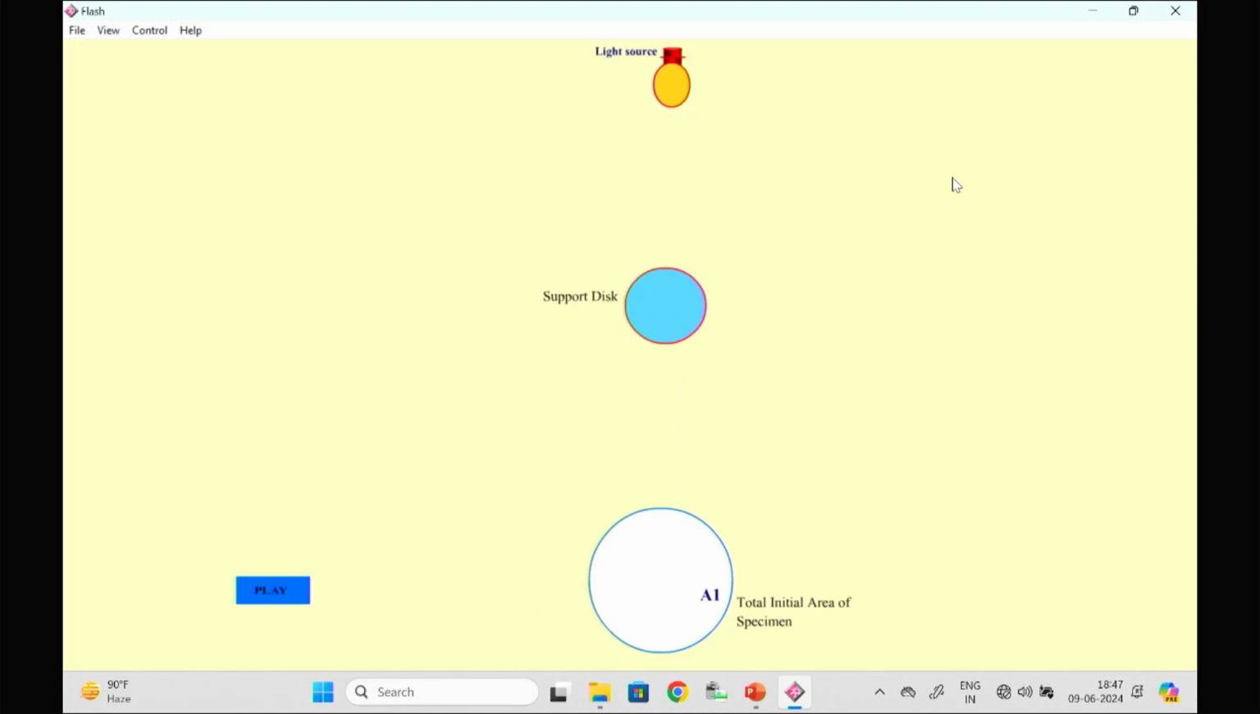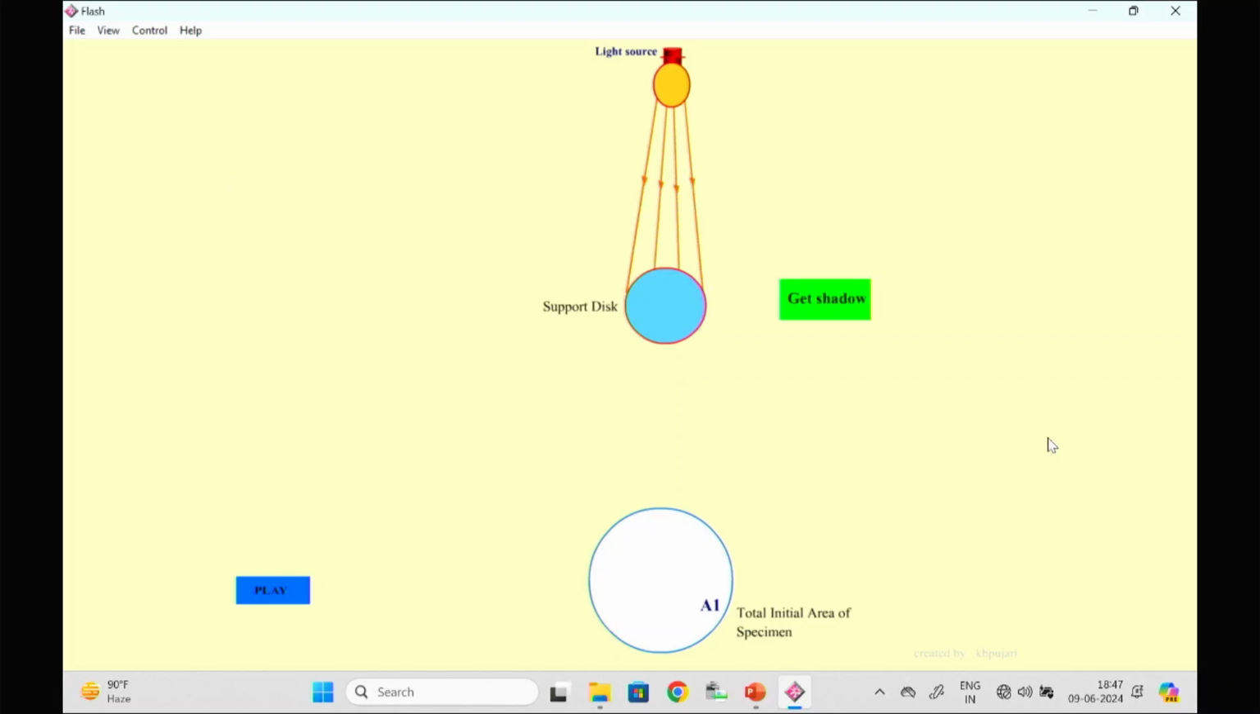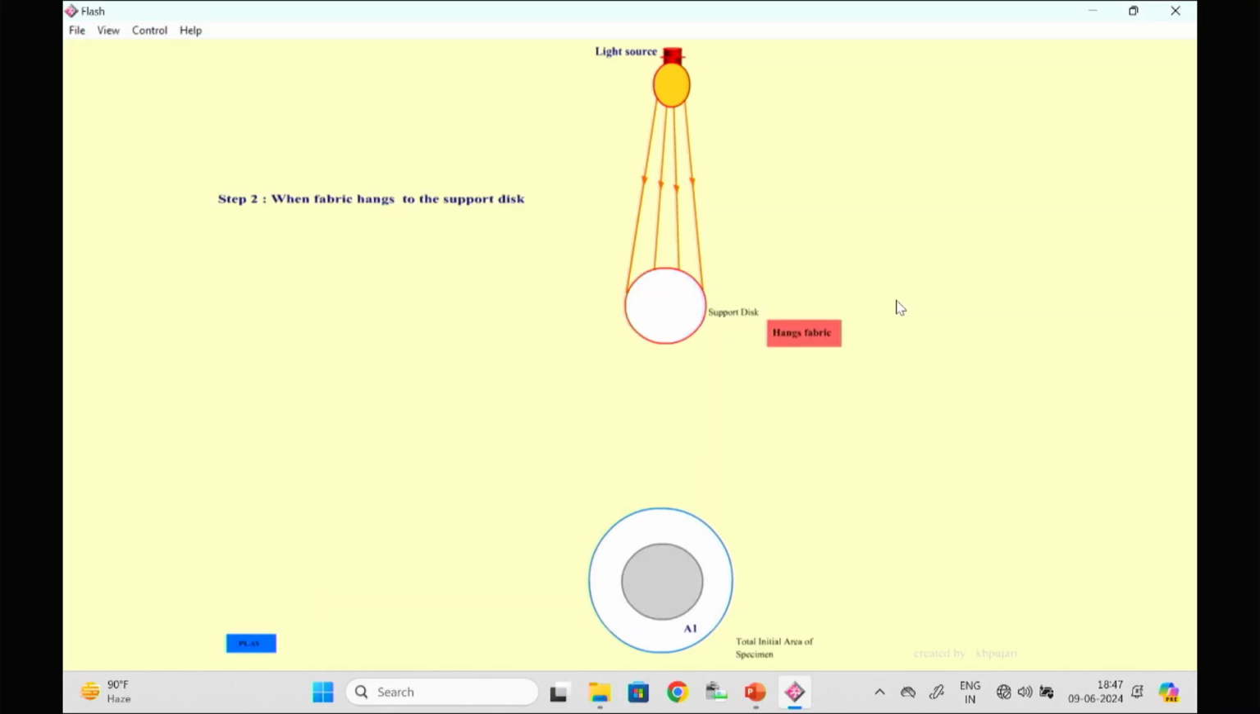Now the support plate is there, and fabric will be placed on this support plate. The initial area of the specimen is A1. Now when there is no fabric, light is falling on the support disc and we are getting one shadow. This is the shadow of the support disc.